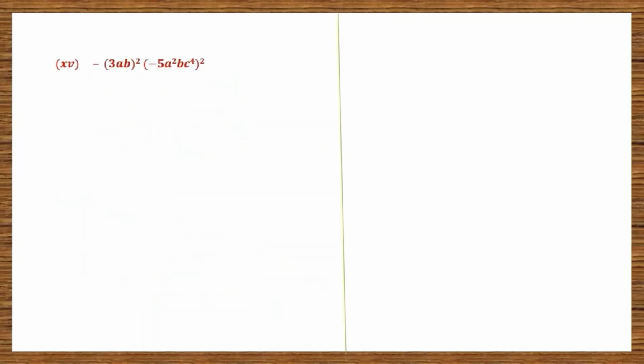Here again we have minus 3ab the whole square into minus 5a square b c to the power of 4 the whole thing square. So now we're going to try and open the brackets. Let's do this very carefully. Now the minus sign is in front of the bracket. We'll leave it as it is. Now let's look at each digit inside this. So 3ab the whole square means 3 square into a square into b square. So let's write that. So that will be 3 square into a square into b square, the whole thing into.